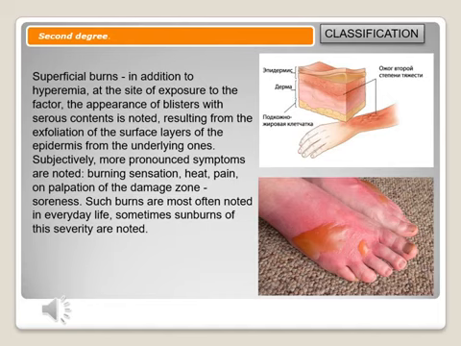Subjectively marked by painful irritation, also a burning sensation, pain. Palpation of the injury zone causes increased soreness, as well as increased temperature sensitivity. Such burns are most often a product of domestic trauma, although they can occur not only from the effects of the temperature factor, but also from the effects of insolation, that is, like severe sunburn.